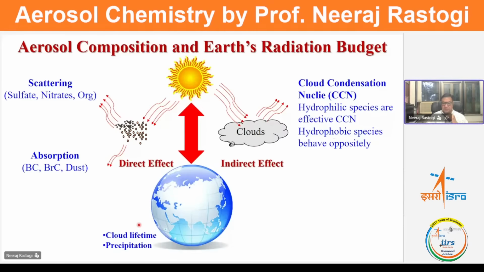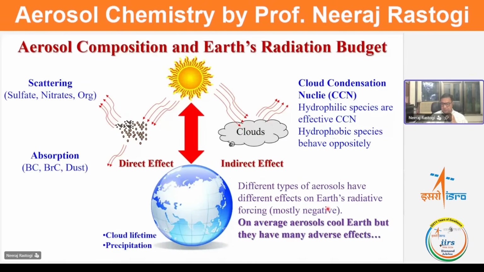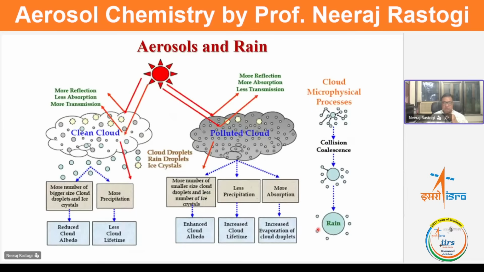So this process affects the cloud lifetime, precipitation, and different types of aerosol have different effects on earth's radiative forcing, mostly negative. Negative forcing means it is cooling the earth, so overall aerosol cools earth. That's correct, but they have many other adverse effects. Now aerosols and rain, if we talk about, so again this is the indirect effect, which we discussed in earlier slides.